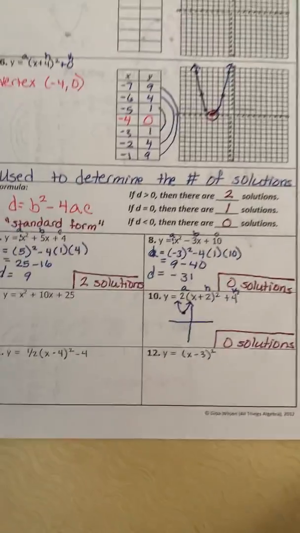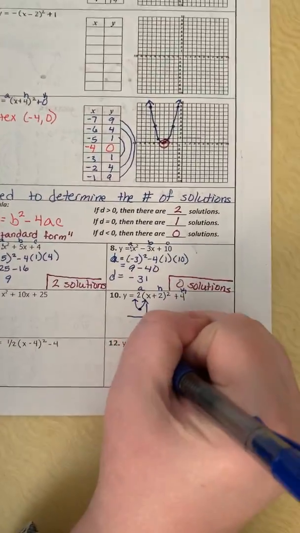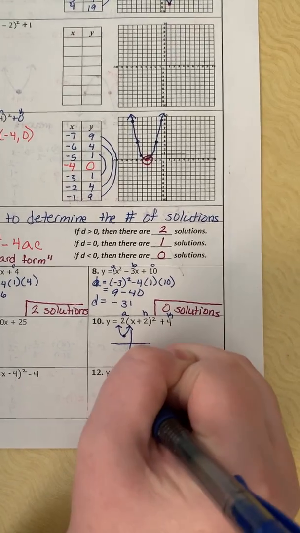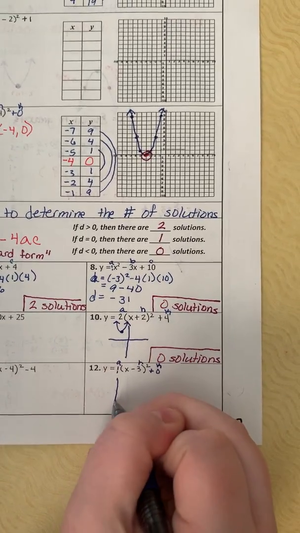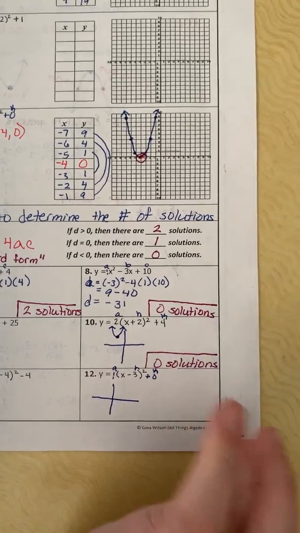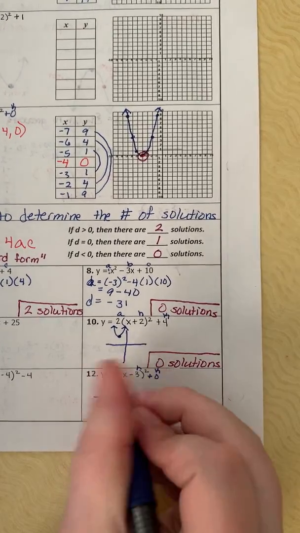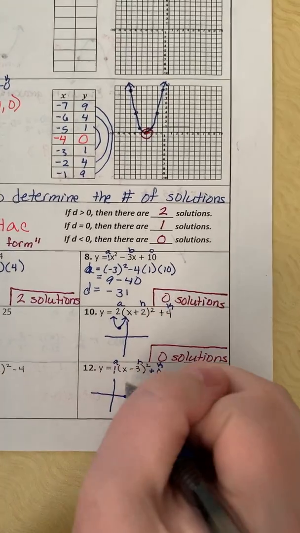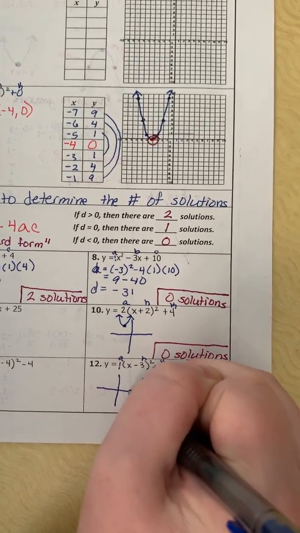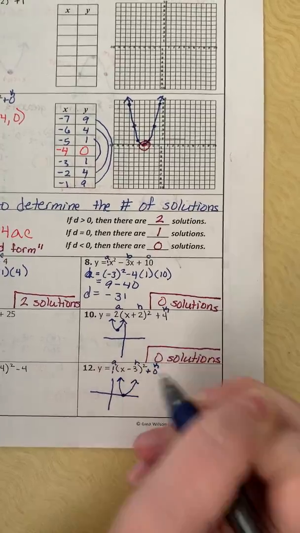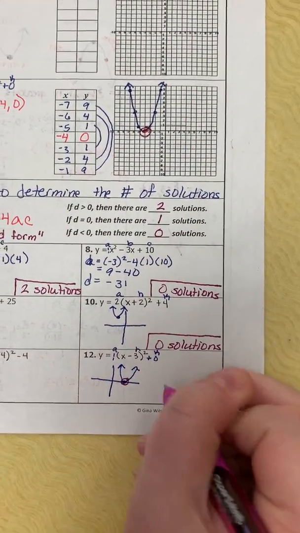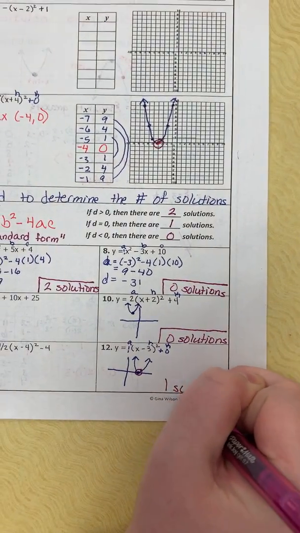Let me show you another one. Faster. Vertex form: a, h, k. Remember, if you don't see a k, it's because it's plus 0. Vertex form gives us the vertex. So 3, 0 would be right here on the x-axis. A is positive, so the graph's going to open up. And I can now see that it's going to cross the x-axis one time. So I'm going to have 1 solution.